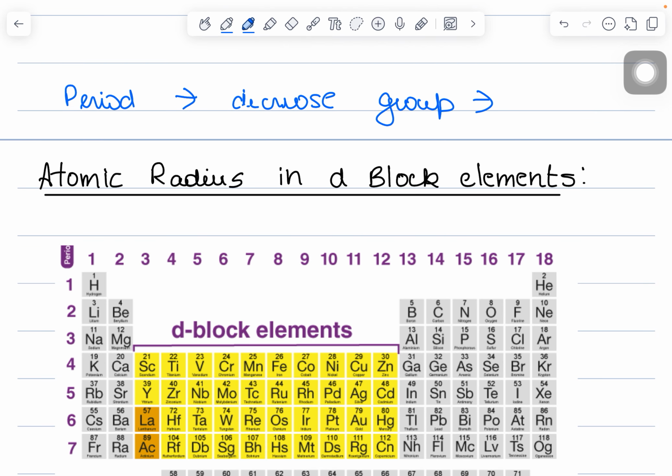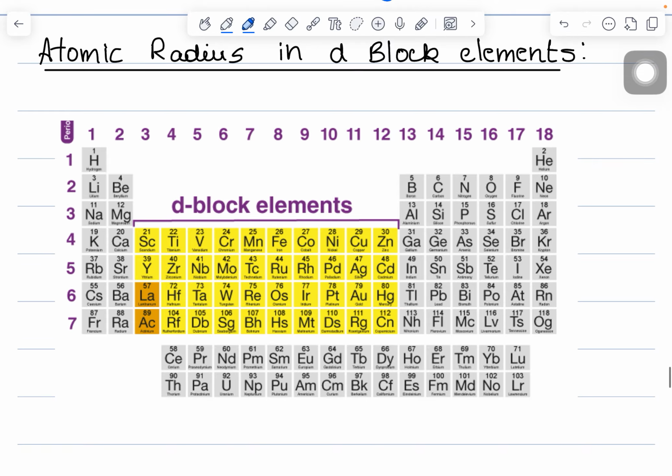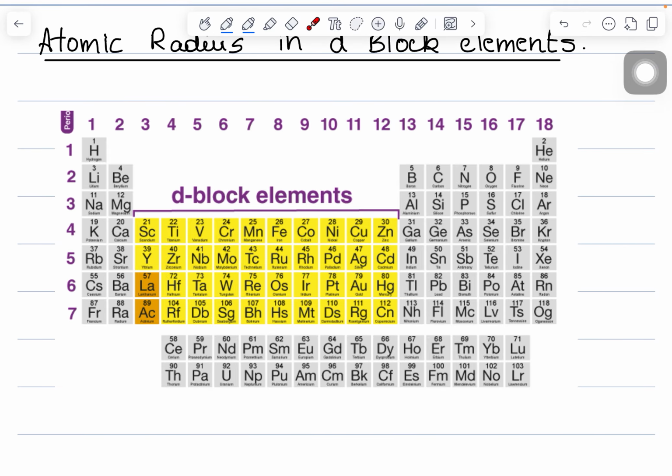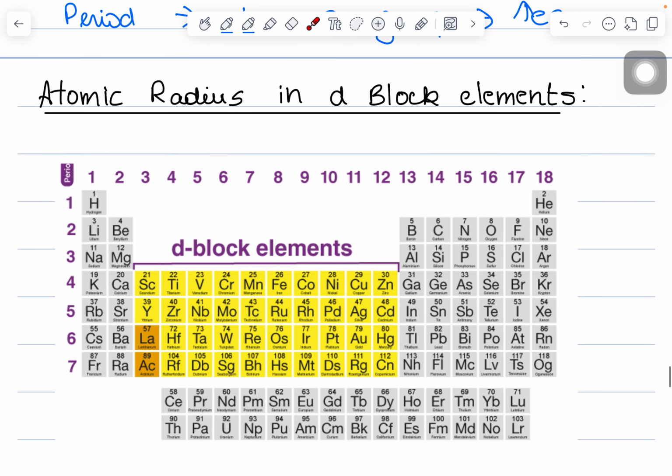Why does it increase down the group? Because the number of shells increases, so the effective nuclear charge decreases, and down the group atomic radius increases. Now today we will see how the atomic radius varies along the period in the d block: does it decrease, increase, or stay constant, and how it varies down the group.